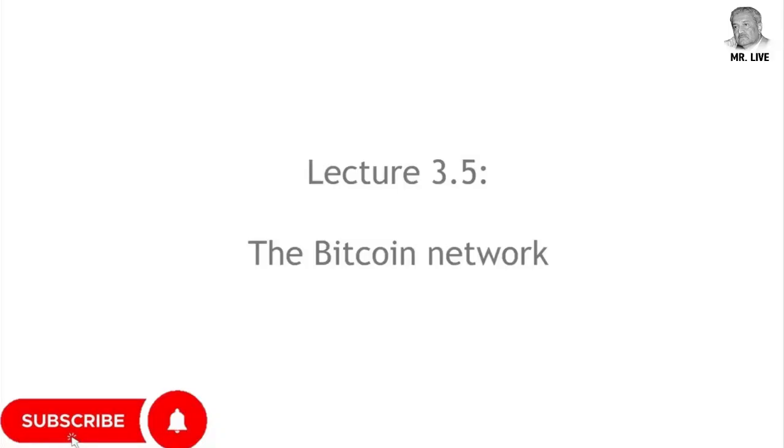So we've been talking about the ability for participants to publish a transaction and get it into the blockchain as if this happens by magic. Of course, it doesn't happen by magic in the real world. It happens through the Bitcoin network. So what is the Bitcoin network?